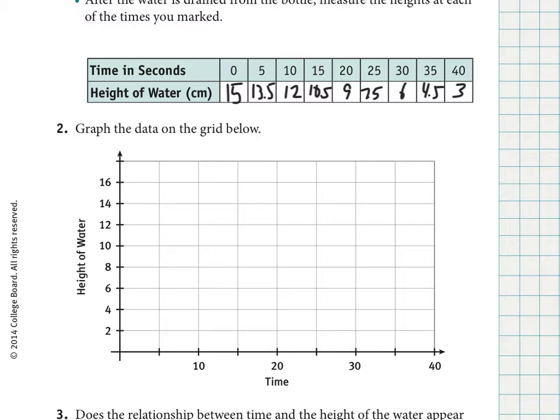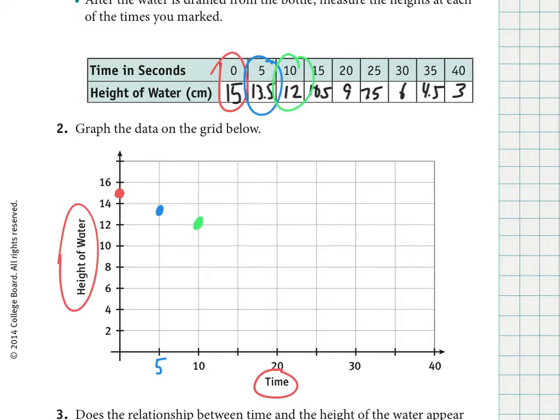Let's see what's happening. So as time goes on, here's our time in seconds. We want to see how the height of the water is changing. So the first ordered pair I would graph, when time is 0, the height is 15. So 0, 15 would be there. And then as time goes by, 5 seconds. So this would be 5 seconds. We are at 13.5, so somewhere about there. 10 seconds go by. The height is now 12.